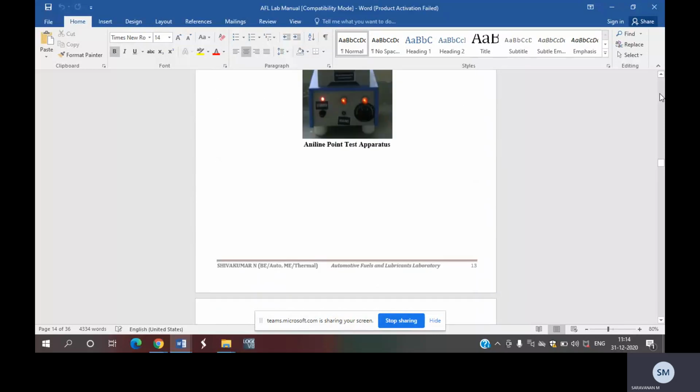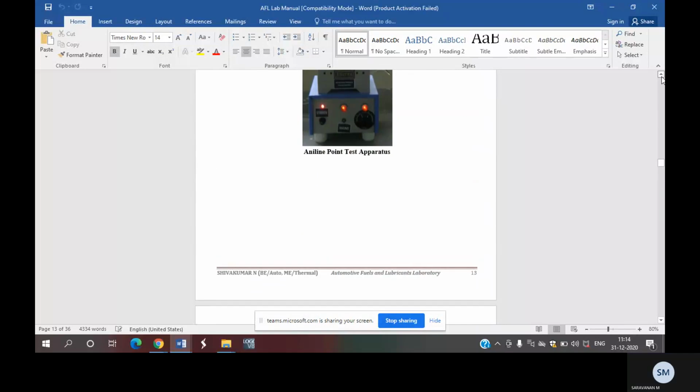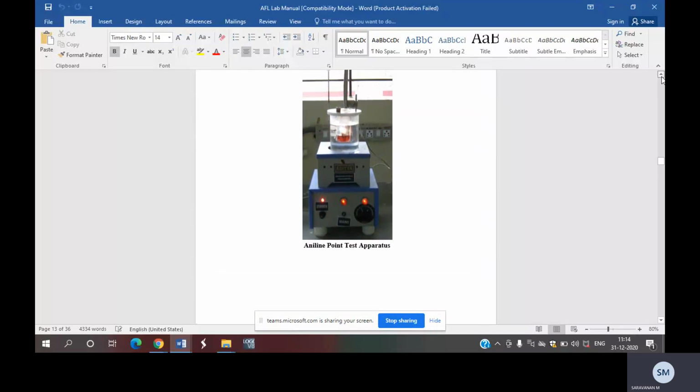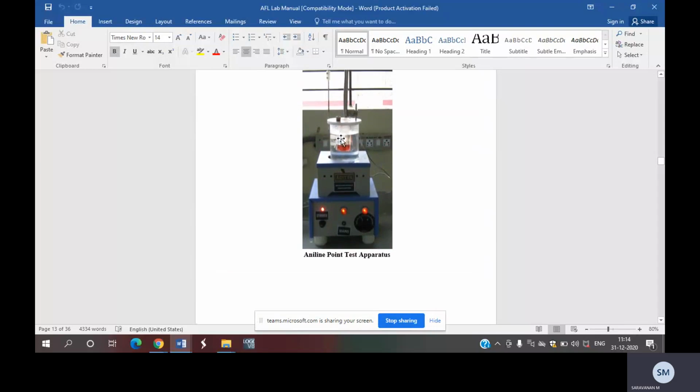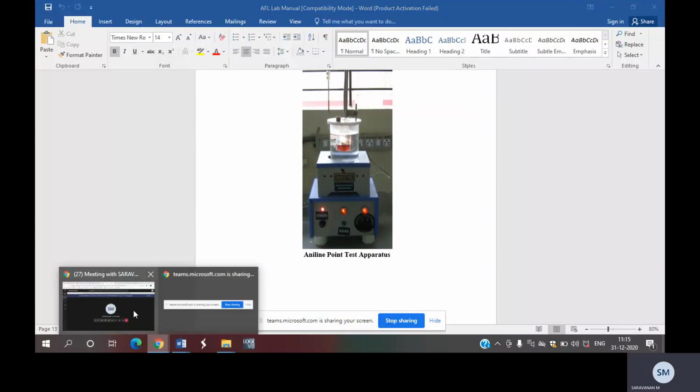The equipment looks like this. This is your aniline point apparatus. Here we have the mixture of engine oil and fuel, and the outer surroundings are water. Here the heating coil is available, so the water gets heated, then the fuel also gets heated, and so we can measure this aniline point.